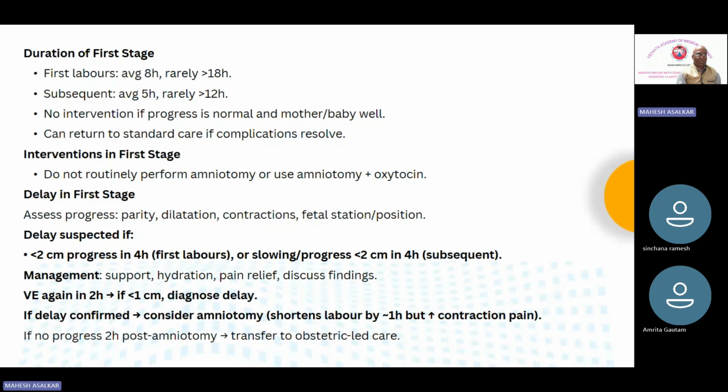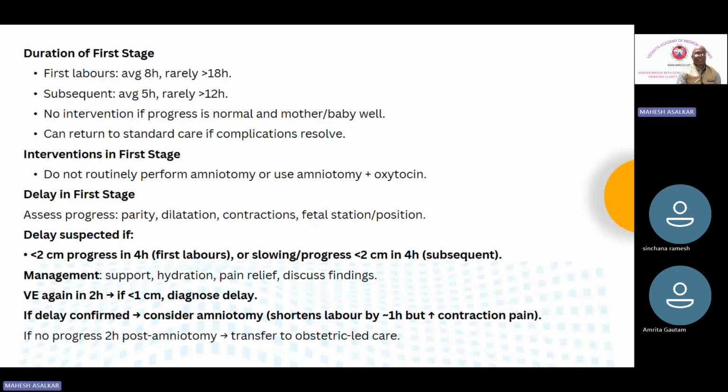Now here there are questions from here onwards. Please concentrate. Assess the progress. It will depend upon her parity, dilation, contractions, fetal station, position, etc. Now, in the first stage, the most important concept to learn is suspected delay. Delay is suspected if there is less than 2 centimeter progress in 4 hours, or slowing of the progress, less than 2 centimeter in 4 hours.